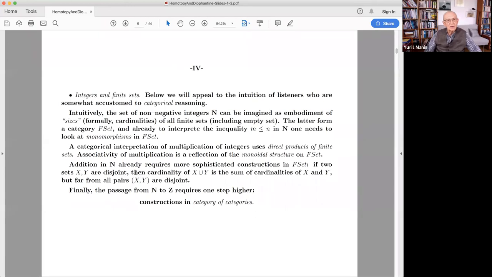The point is that if two sets are disjoint, so they have no common elements, then of course the sum of cardinalities is the cardinality of the union. But there are many finite sets containing common elements, which are not disjoint, so how should we deal with that? And finally, we must pass from natural numbers to integers, and this requires one step higher. The point is that categories themselves form a category, where their objects are categories and morphisms between them are functors, and we need constructions in the category of categories.